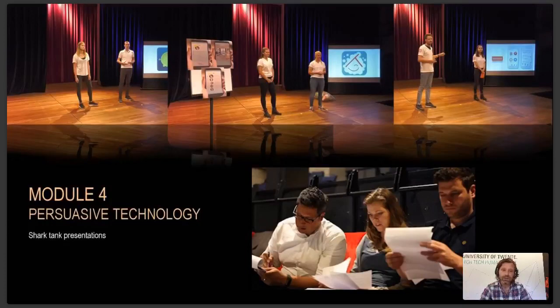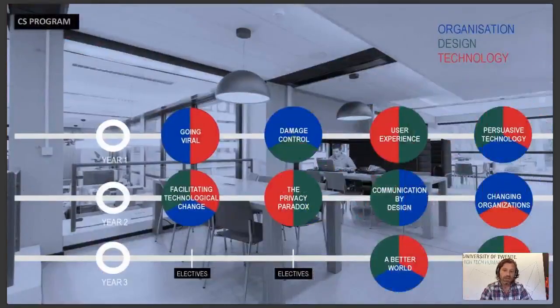And in the end of the module, you will then present your app to a board of local investors, and they will then decide on which app has the most innovative features and might be interesting to invest in. So that's the 4th module. In the 2nd year, we have 4 modules: facilitating technological change, the privacy paradox, communication by design, and changing organizations.